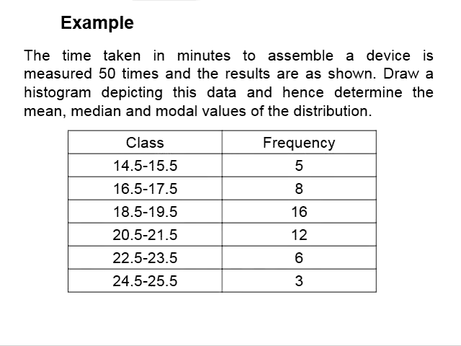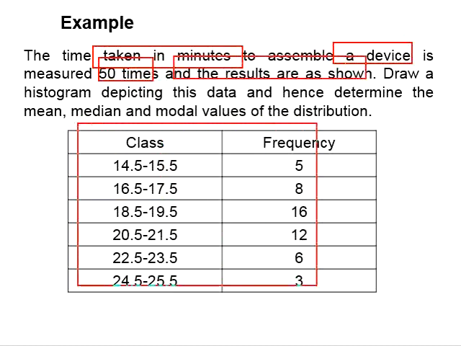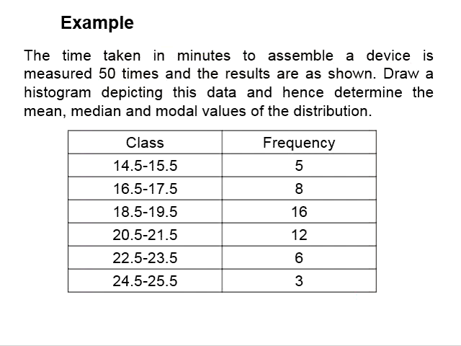Next, we try another example to determine the mean, median, and mode for grouped data. The time taken in minutes to assemble a device is measured 50 times, and the results are as shown in the table here. You are asked to draw a histogram to demonstrate the data and determine the mean, median, and mode of the distributions. These are the classes and the frequencies given here.